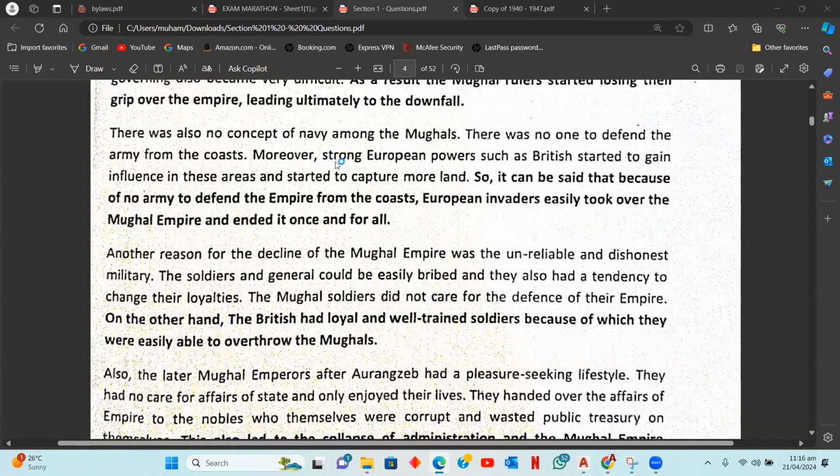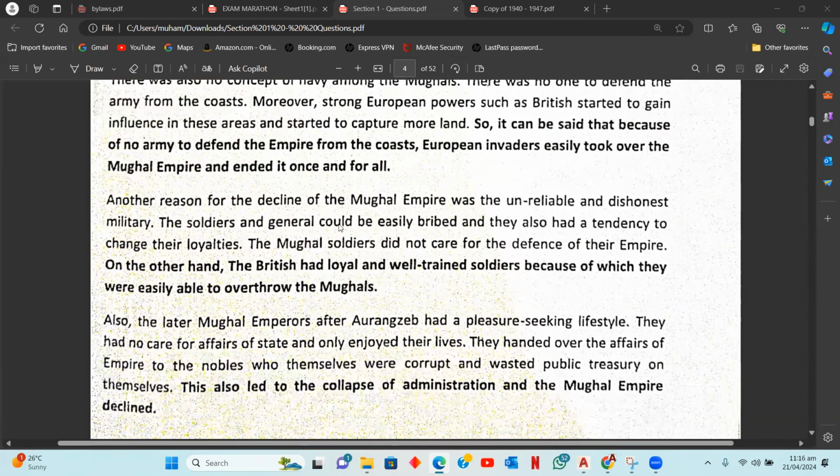Then the fourth reason is no concept of navy. British were trained; they knew how to attack those seas, right? But Mughals had no concept of navy. They couldn't defend themselves on the seas, on the coasts. And what happened here was that the European invaders easily took over the Mughal empire and ended it once and for all.